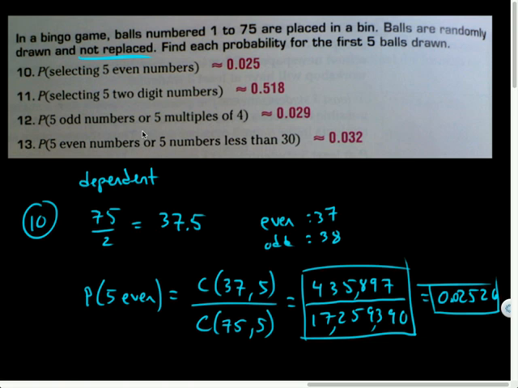Actually, well, let's analyze 12. 12: 5 odd numbers or 5 multiples of 4. Question, are those inclusive or exclusive? Exclusive because a multiple of 4 is always even, so there's never going to be an odd number in that batch. So I would just find both of those probabilities independently and add them together. 13, if I look at that, probability of 5 even numbers or 5 numbers less than 30. Is there overlap there? Yeah, so those are inclusive.